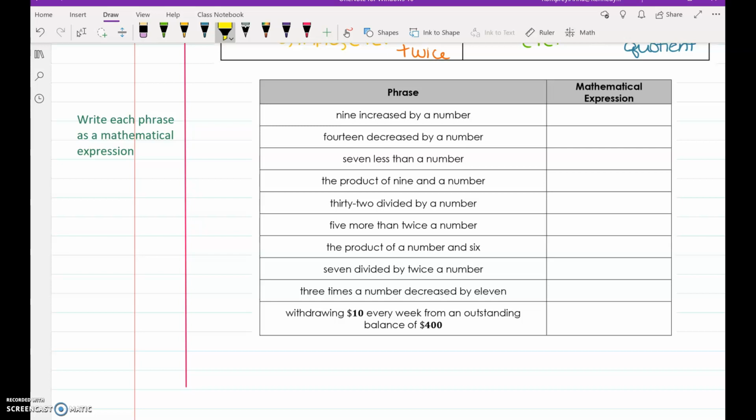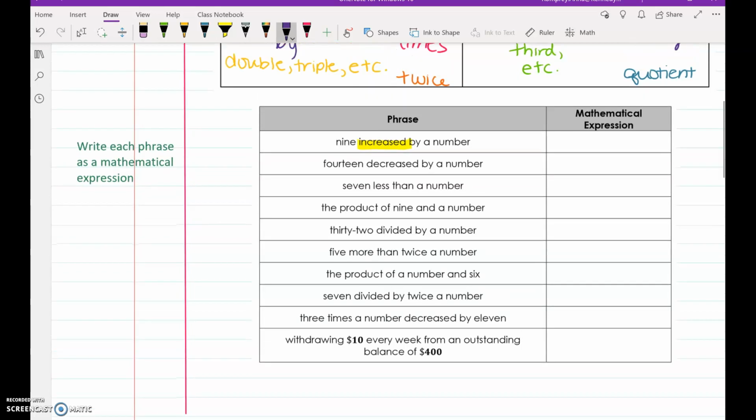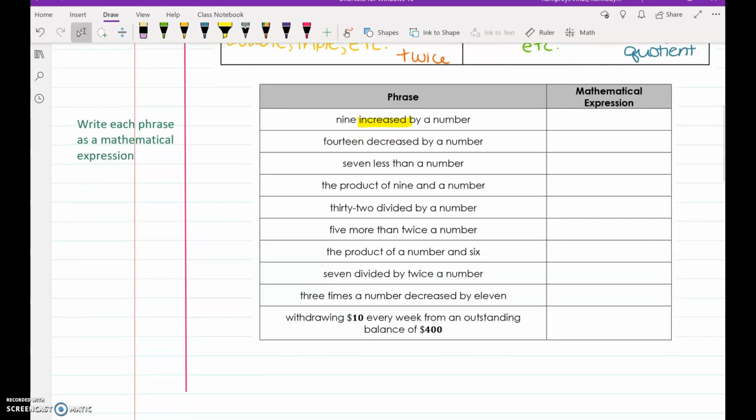So 9 increased by a number. All right, keyword here, increased. So 9 increased by a number. So 9 increased by, so plus a number. So do I know what that number is? So I'm going to assign a variable. So since it's number, I'm just going to say n. 9 plus n.